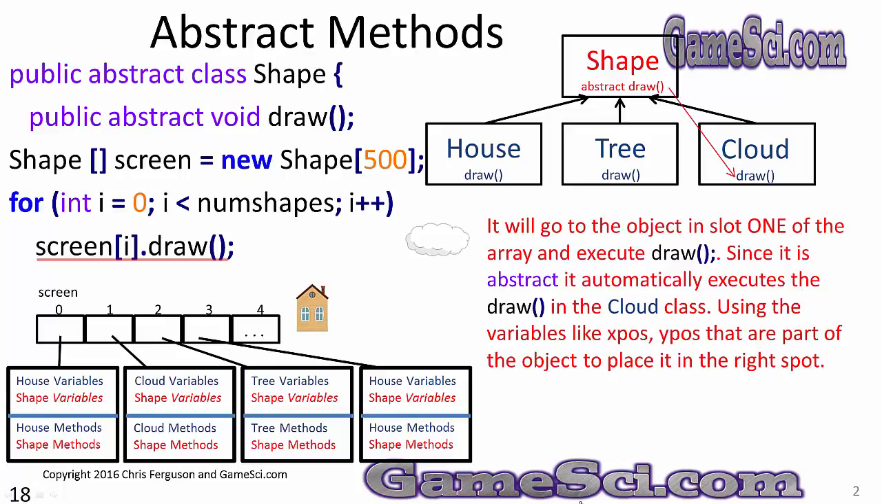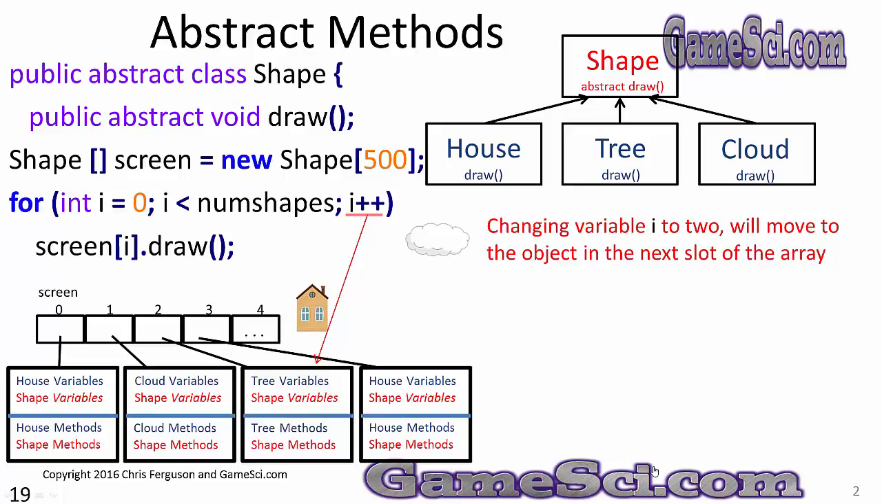Now, what happened when we went to slot 1 to do a draw? Again, in slot 1, we just happen to have a cloud. That's what this diagram is showing you. Go to the object in slot 1 of the array and execute draw. Since it's abstract, it automatically executes the draw in the cloud class. Using variables like x and y position, which are part of the object from shape, and the fact that we want to display a cloud, we can draw a cloud at any position on the screen.